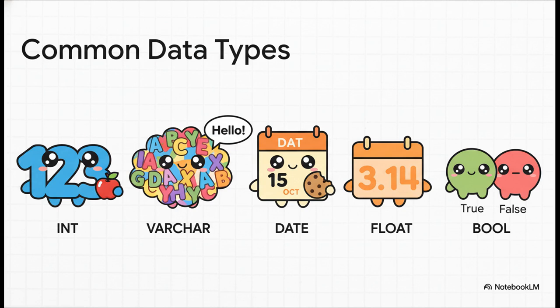Date is, well, it's for dates. Float is for numbers that have decimal points, and bool is for simple true or false values. By setting these rules up front, you guarantee your data stays reliable.